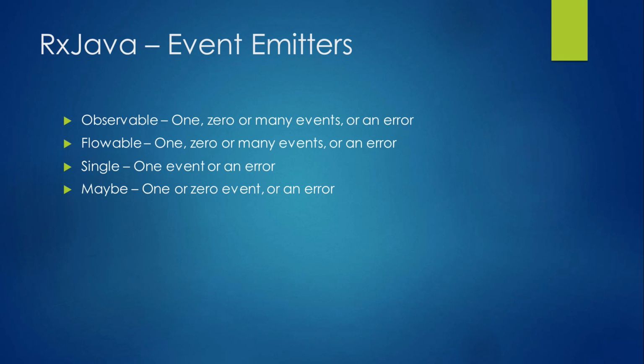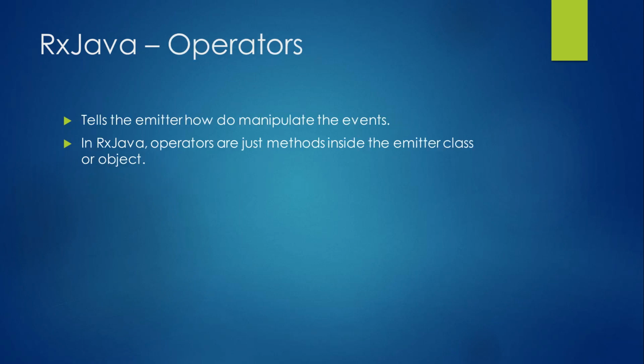Then we have Flowable. That's an emitter that can do the same as Observable, but with support for back pressure, and that's something that we are going to cover in the future in this course. And we have also the Single, that's an emitter that can emit one event or an error. And we have the Maybe that can emit one or zero events or an error. So this is just to recap. Then let's go for operators.